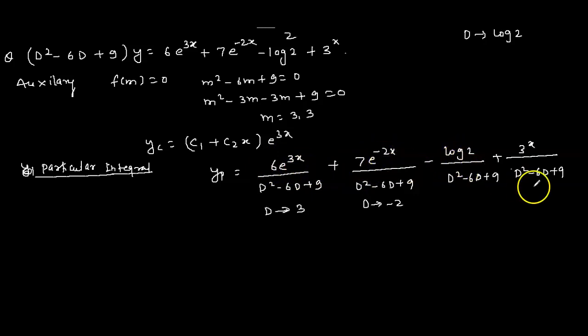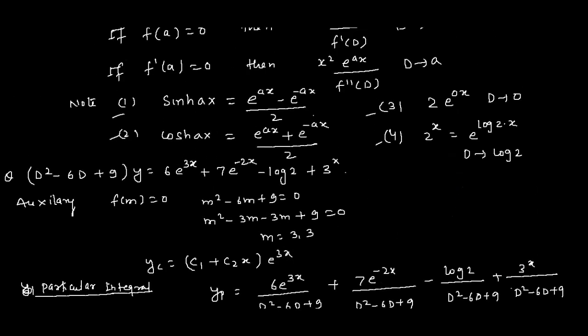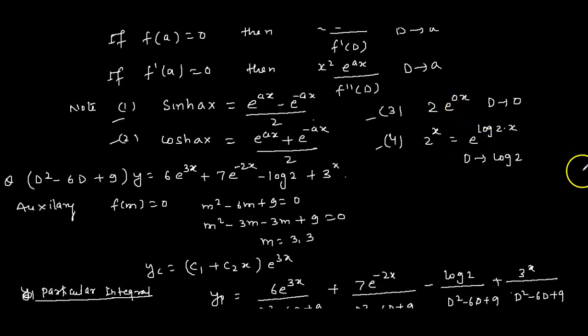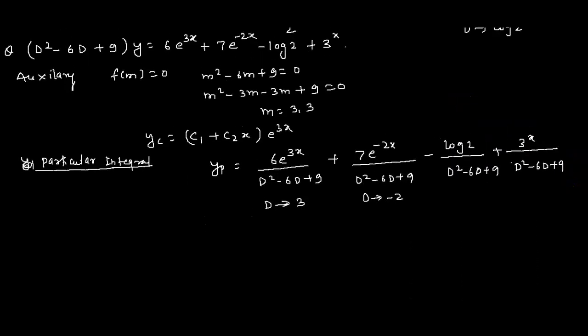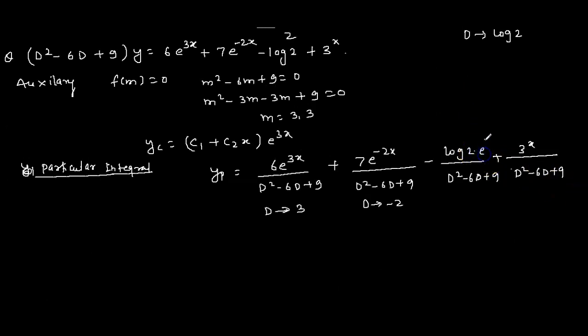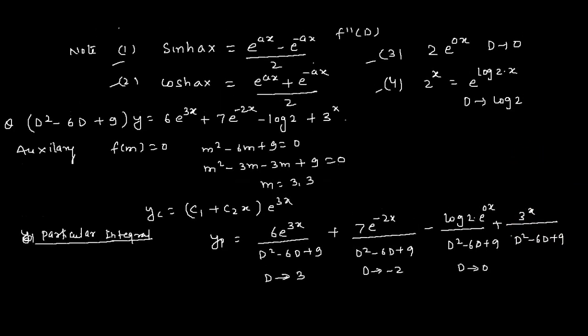And here log 2 is given constant. So I told you, a constant you can write like e power of 0x, right? So log 2 I can write as log 2 into e to the power of 0x. Here we have not changed anything because e power 0x is 1 only. So here you can write d replace with 0. And 3 power x is also given, so I can write e to the power of log 3 into x.